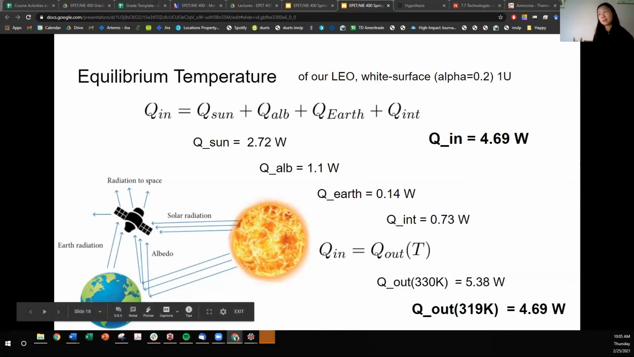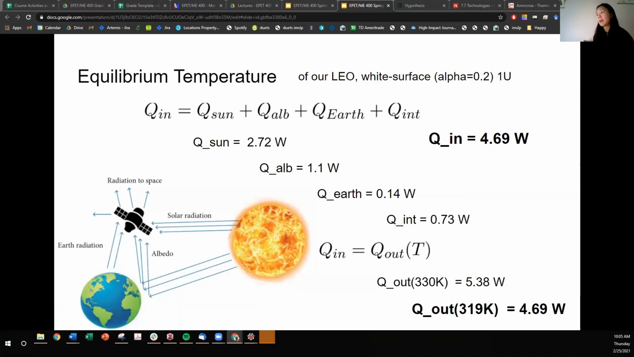Hopefully that was a good demonstration of all of the radiative interactions that are going on in space, and how to figure out equilibrium temperature for just a very back of the envelope case.